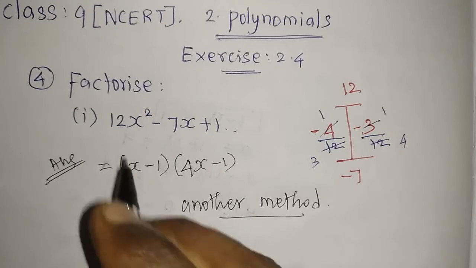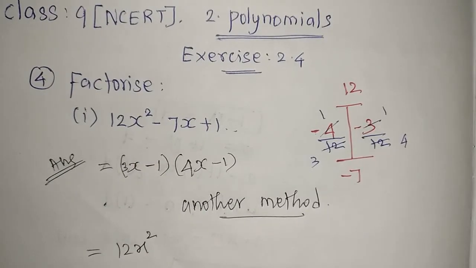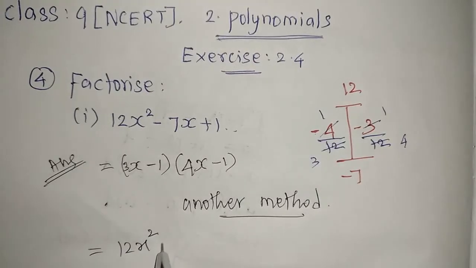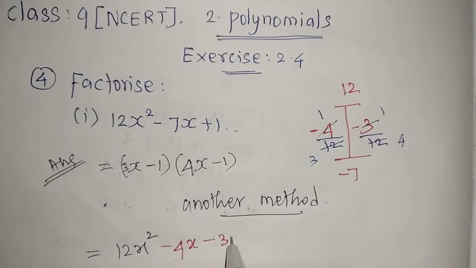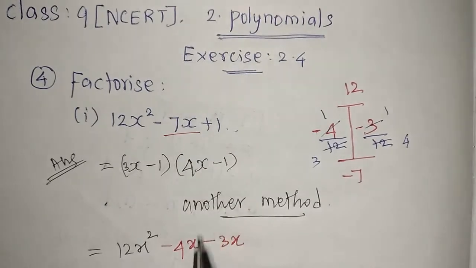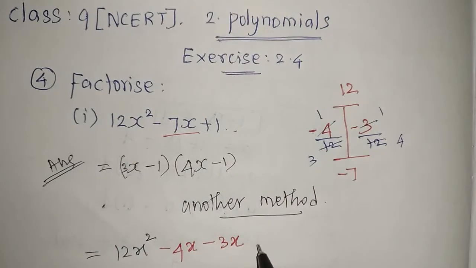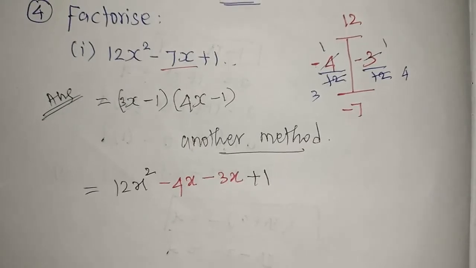Now see, first what we have here, 12x square we need to write without dividing. Then what we have here, 4x minus 4x and minus 3x. So we are splitting this minus 7x like this. Then you will get the plus 1 as well. That's it. I wrote in a different color so that you can understand. Minus 7x only we are writing like this.